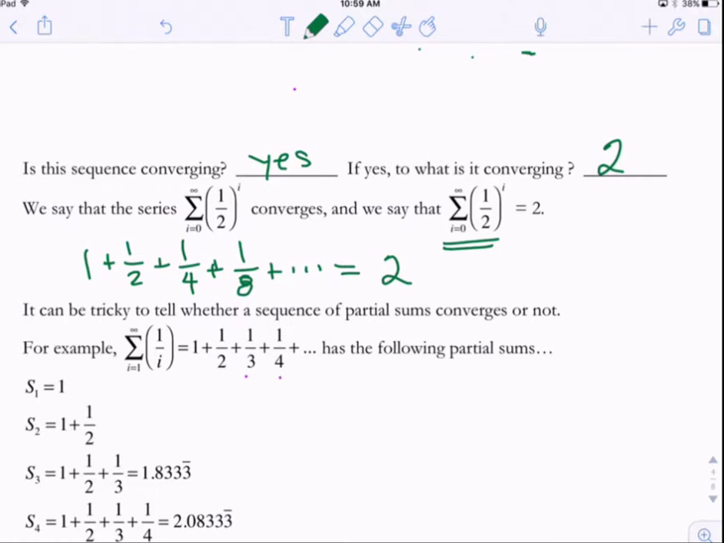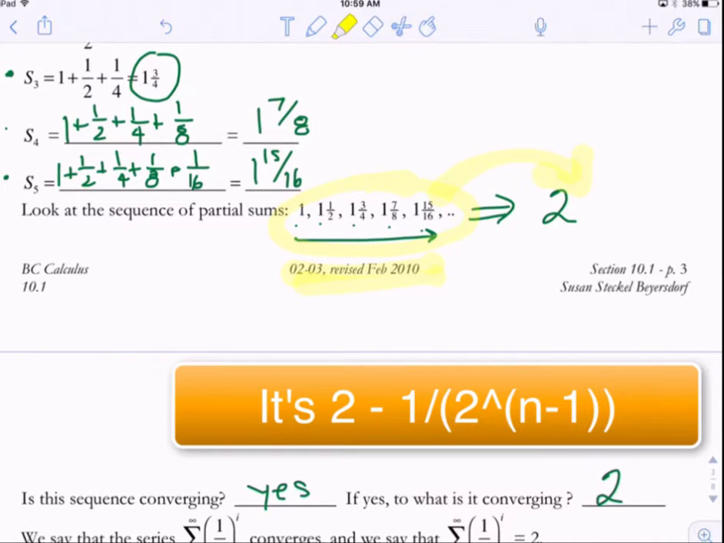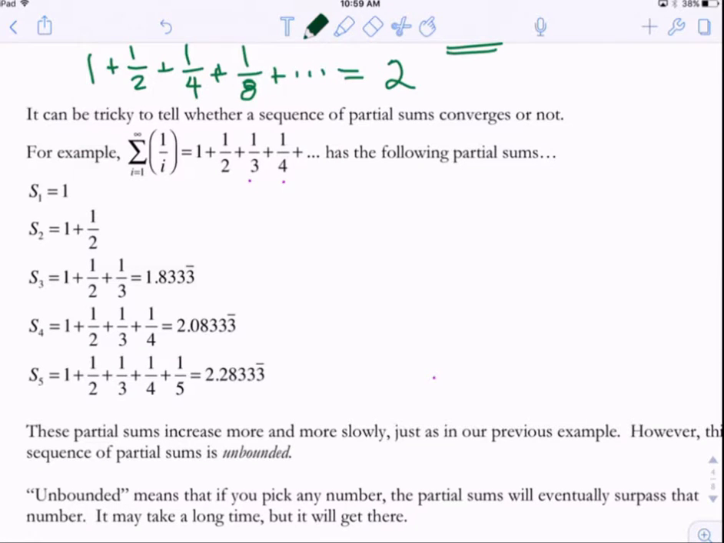This wasn't much of a proof. I just sort of said, look, they're getting closer to 2. If you wanted to do a proof, you'd have to make a formula for this. It's not that hard. And then show that that goes to 2. Instead of doing that proof, let's do another example. With this one, here the sigma starts at i equals 1. So 1 over 1, 1 over 2, 1 over 3, 1 over 4. It's the harmonic series.